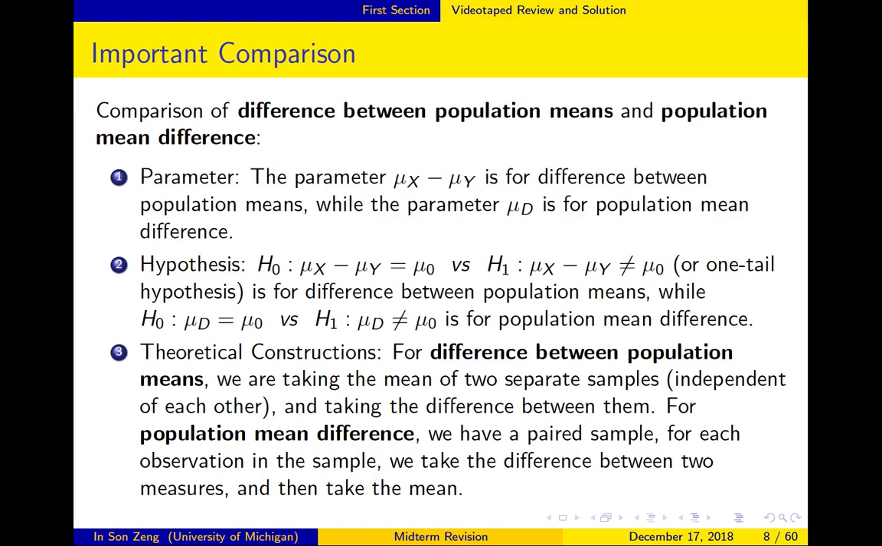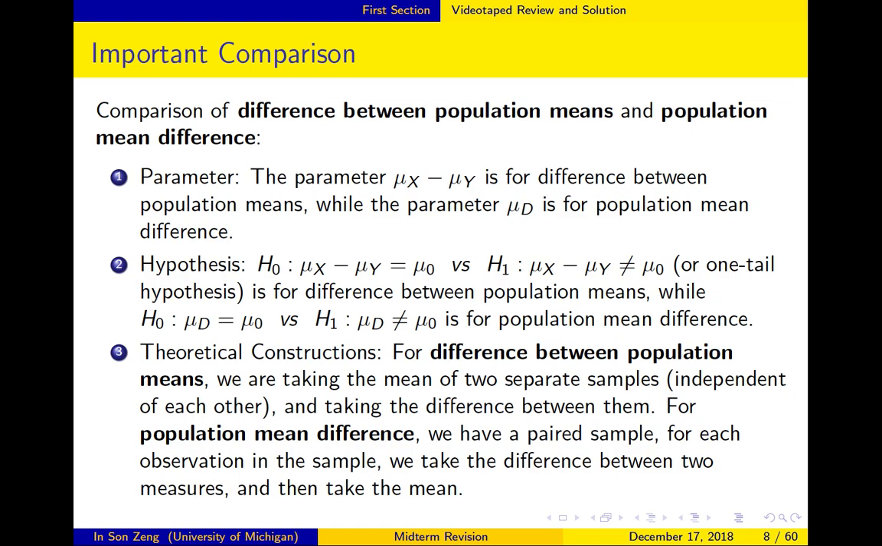because it is important for you to know what is going on for these two types of hypothesis testing. For the difference between population means, we are taking the means of two separate samples. The two separate samples should be independent of each other. They do not necessarily have the same sample size. For example, they may have 100 students in class A and 50 students in class B. And then we take the mean of each of the two samples.